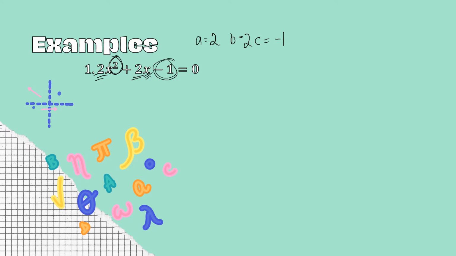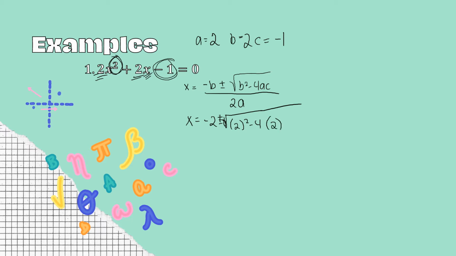So given the formula, x is equal to negative b plus minus square root of b squared minus 4ac all over 2a. Let's substitute the letters. So negative b is negative 2 plus minus square root of b squared. So 2 squared minus 4 times a times c all over 2 times 2.